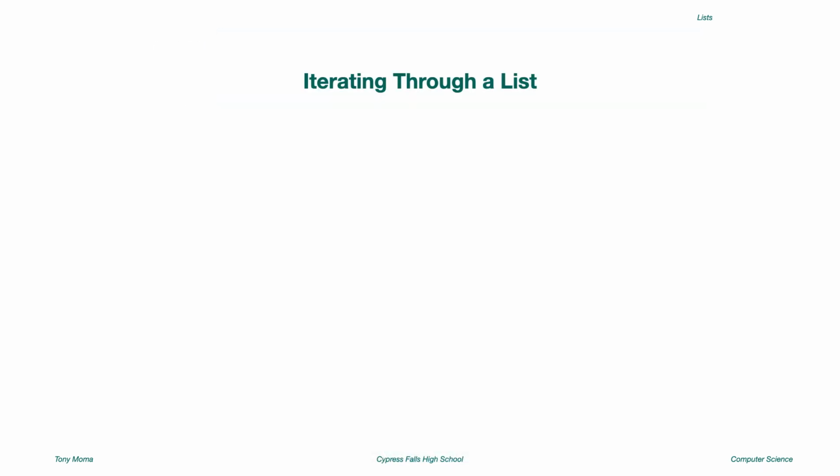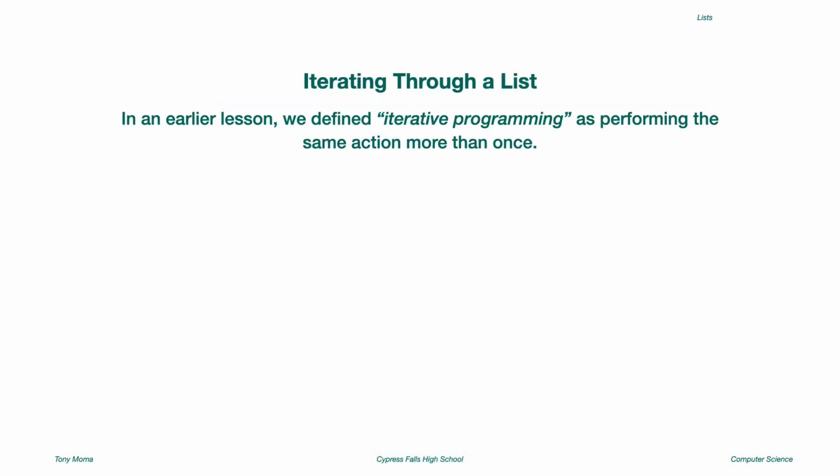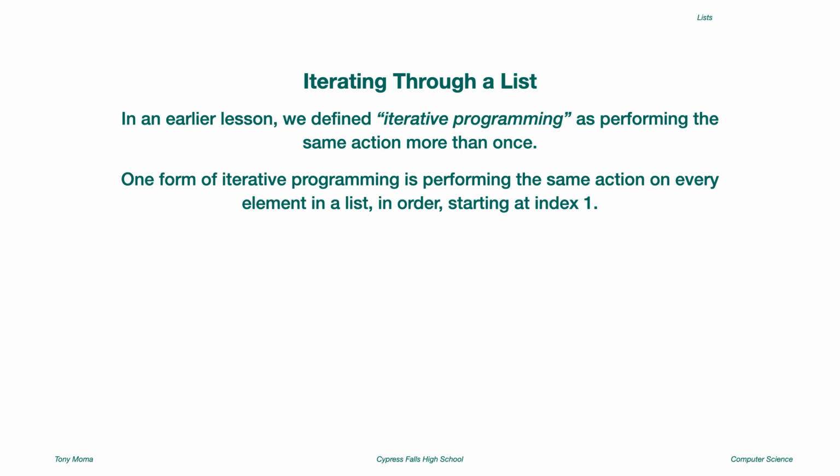Iterating through a list. In an earlier lesson, we defined iterative programming as performing the same action more than once. One form of iterative programming is performing the same action on every element in the list in order starting at index 1. When we do this, we call it iterating through a list.